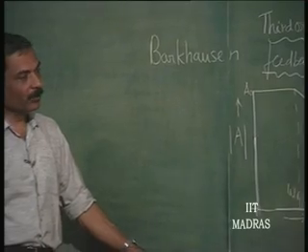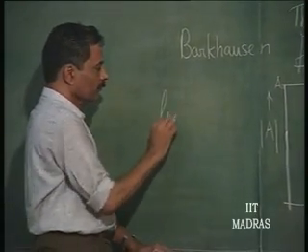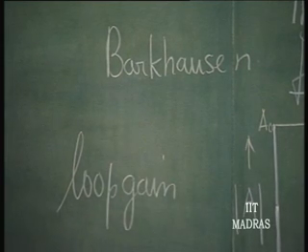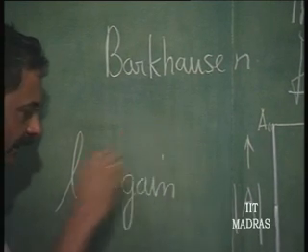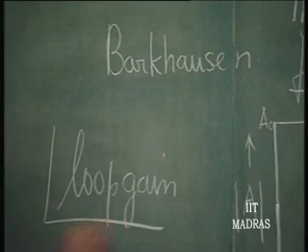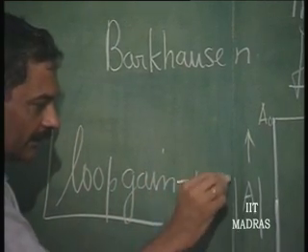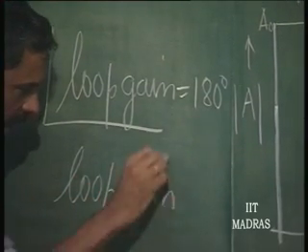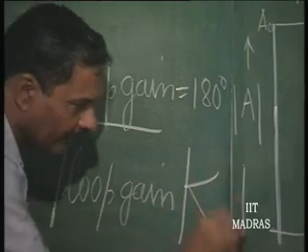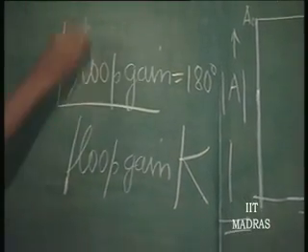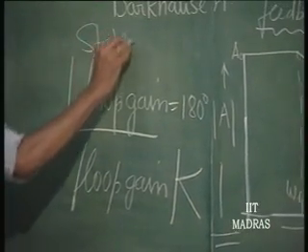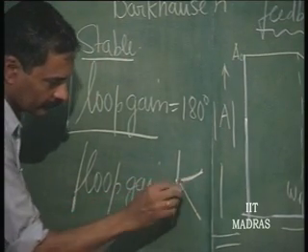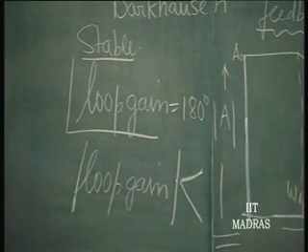What is it? The loop gain in a negative feedback system: when the phase shift of loop gain becomes equal to 180 degrees, the magnitude of loop gain should be less than 1, then only it is a stable system. This is an important criterion.